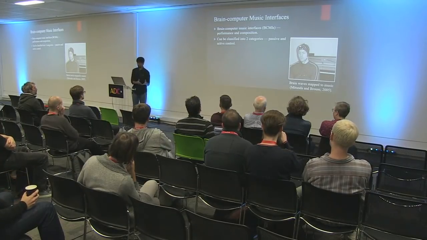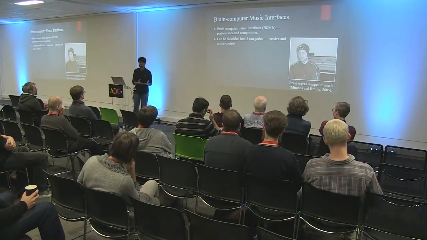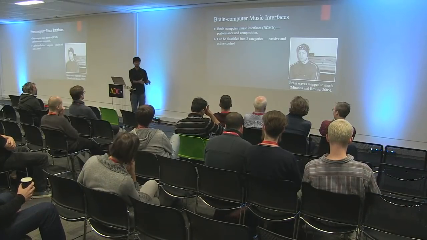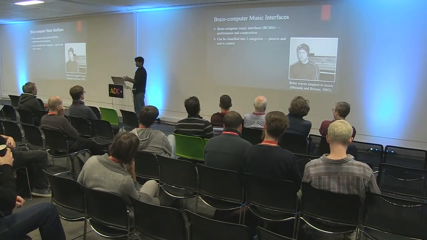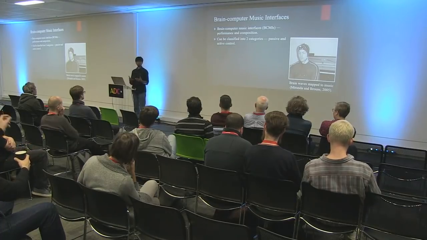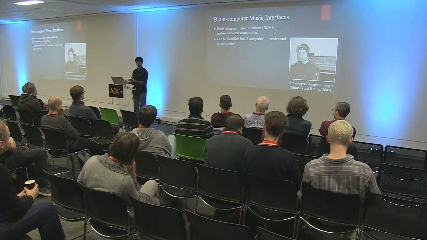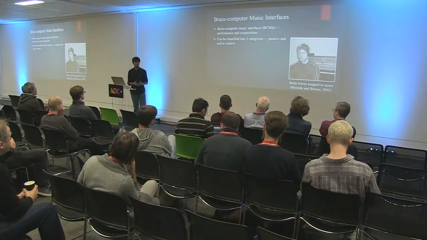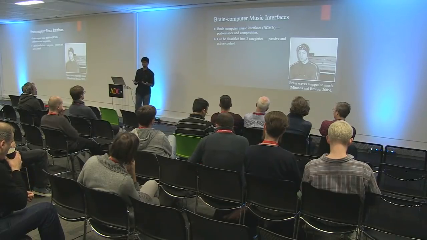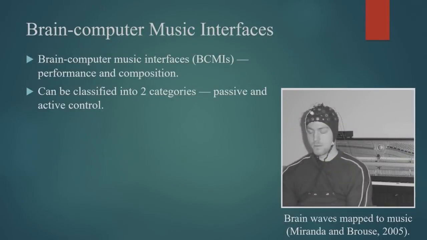So passive control BCMIs is where you have an indirect relationship between the brain waves and the output produced by the system. An example of such a passive control system is sonification, and you can use it for applications like emotional alerting, where you can generate one sound if a person is feeling happy, and you can generate another sound if a person is feeling sad.